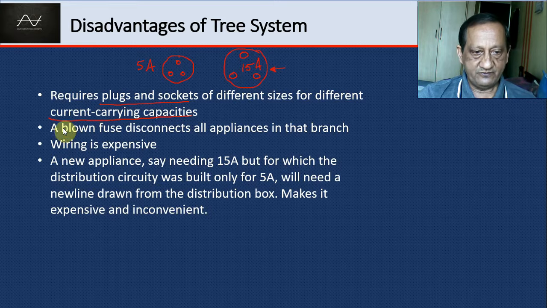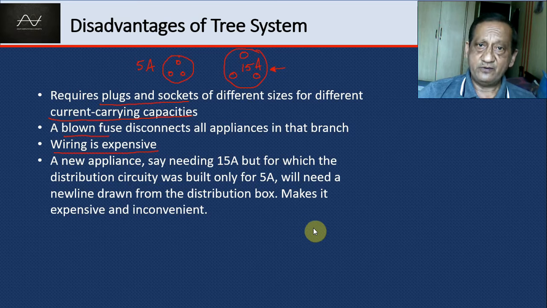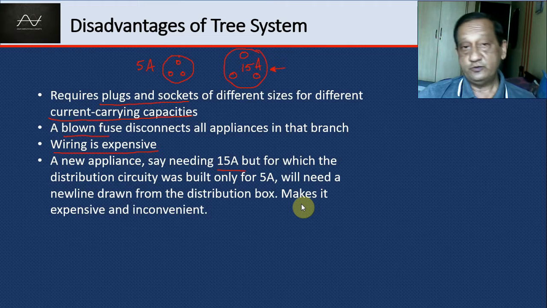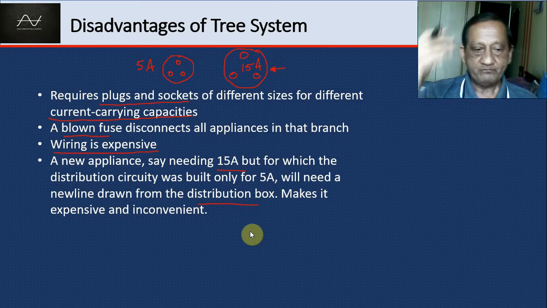And as I mentioned, one fuse blown will disconnect all the appliances in that branch. Wiring is expensive. I'll show you how we can reduce the wiring cost in another system called the ring system. And one important limitation is, suppose a new appliance needs 15 amperes, but all the wiring that you have done is only for 5 amperes. Then you will need to draw a new line completely from the distribution box. That makes it inconvenient and also expensive each time that you have to bring in a new appliance.